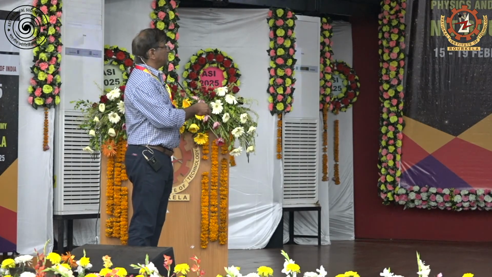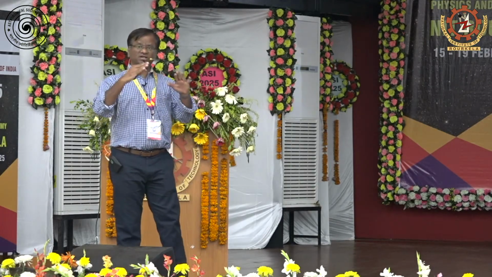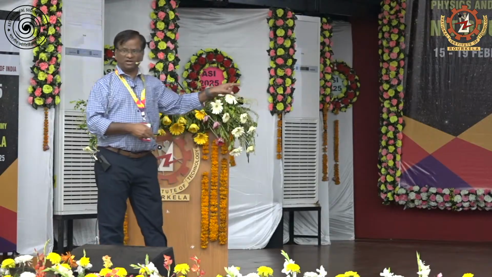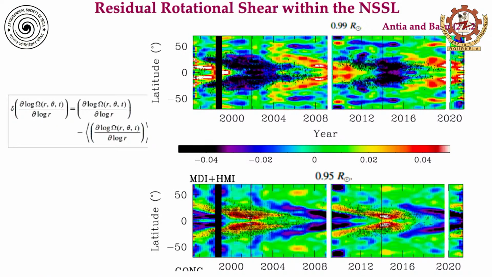At 0.99, wherever sunspots appear, the rotation gradient is larger, but if you go just slightly deeper at 0.95, that is at the base of the near surface shear layer, the sign of the rotation gradient changes. So, we have been trying to understand what really is causing this.